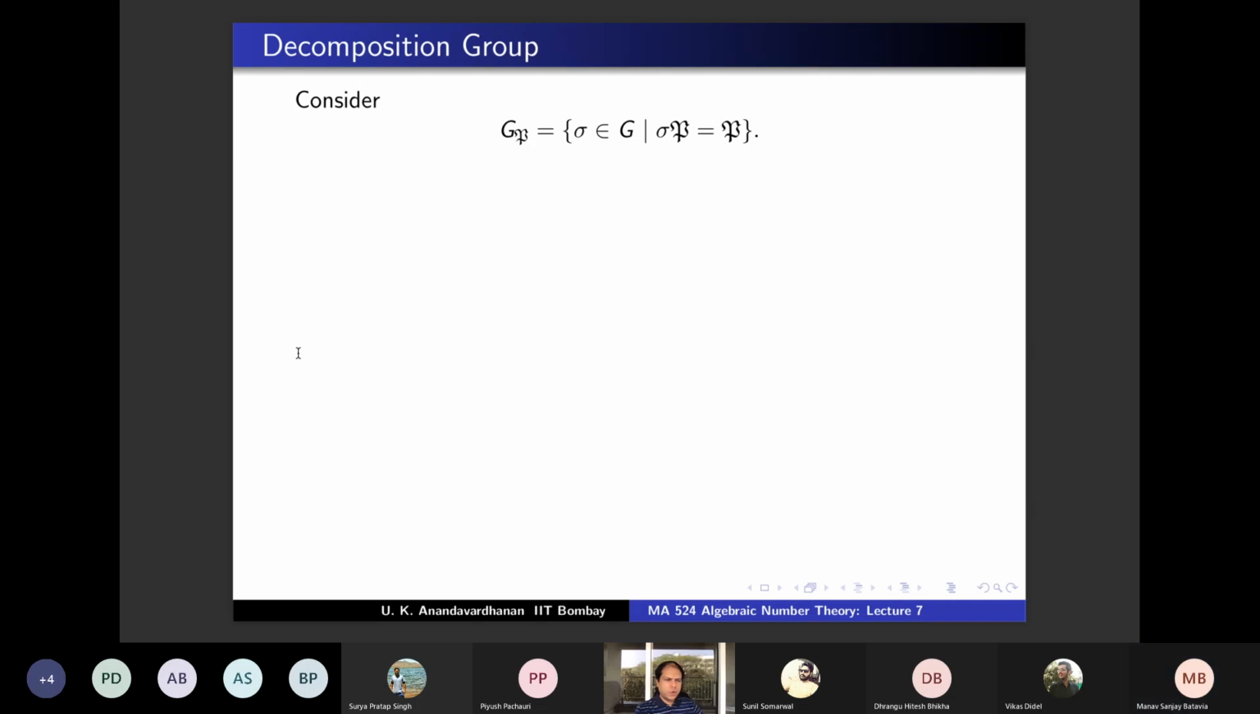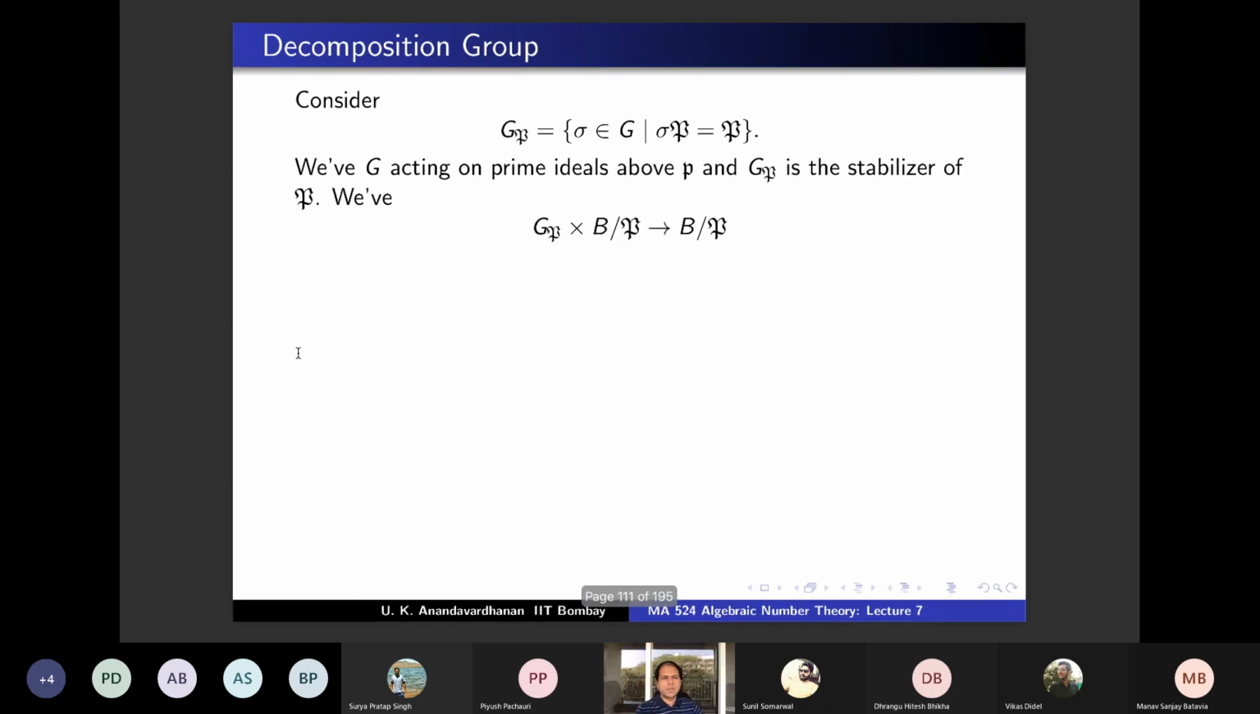Stabilizer. Fixed group, stabilizer, isotropy group, whatever. So G_P is a stabilizer of P. That's a definition. The decomposition group is the stabilizer of P, the collection of those sigmas which actually fix P: sigma P is P. So G acts on the prime ideals above p, and G_P is the stabilizer of P. So G_P is acting on, yeah.